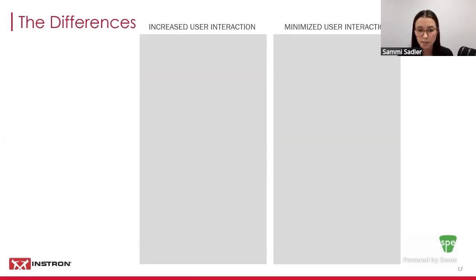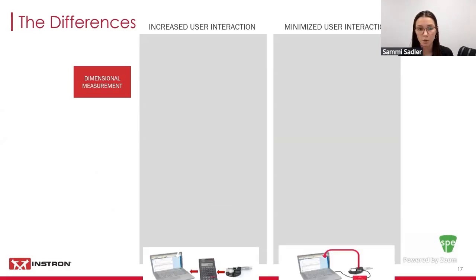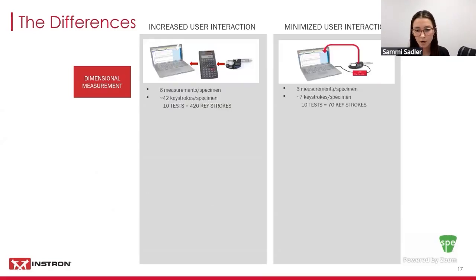So ISO 527 requires the specimen to be measured at 3 different points along its width and thickness, and then after that, they must be averaged. Using a manual micrometer and calculator compared to an integrated micrometer, the keystrokes were reduced significantly when the micrometer was integrated directly into the software. So this reduced the keystrokes from 420 all the way down to 70. So just by adding a micrometer integrated into your software will reduce your test time significantly.